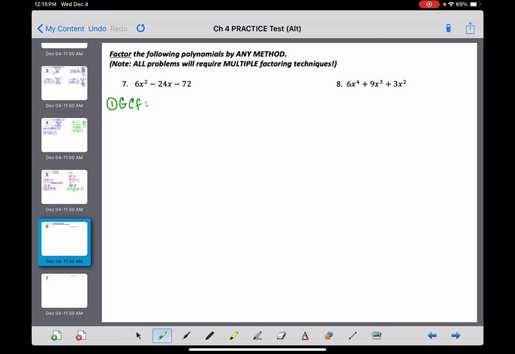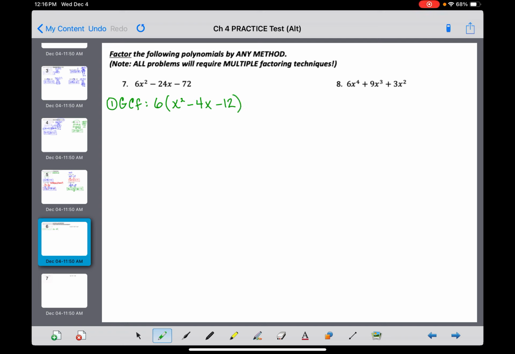And there is a GCF on number 7, 6, 24, and 72. I can divide all of those terms by 6. Since the 72 doesn't have a variable, I can't take an x out, but I can take a 6 out of everything, okay? So my GCF is just 6. So I write 6. And then my first term is just going to have an x squared left. My second term is going to become negative 4x. And my third term is going to become negative 12.